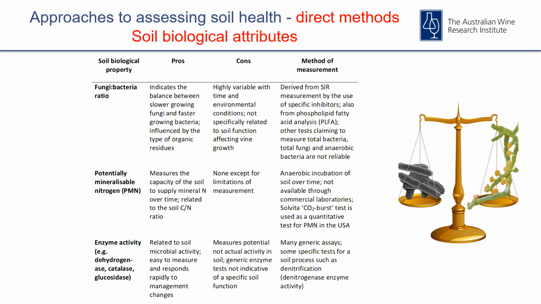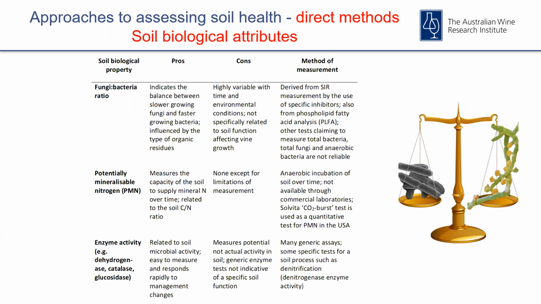The next one, potentially mineralizable nitrogen, measures the capacity of the soil to supply nitrogen over time, and it is related to the soil carbon-nitrogen ratio. No real negatives, but it's really hard to find, I guess, labs out there that can actually measure this over time. There are some different variants there, so just be aware of that particular issue as well.